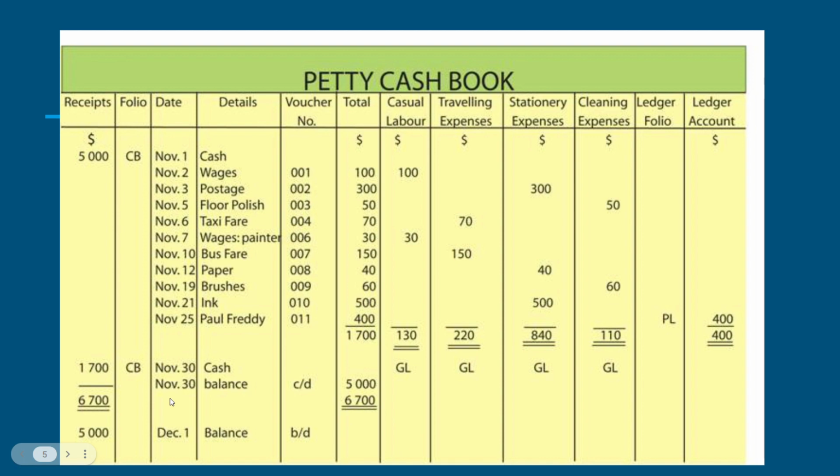However, does that mean we've got that much money in the account now? No, that's why on the first day of December, which is the next month, we say balance b/d, brought down, is only 5,000. We just did this to balance both sides, the receipts and the expenses side. Starting off the next month, we have a balance brought down of only 5,000. We don't bring down all of the 6,700. I hope that made sense.